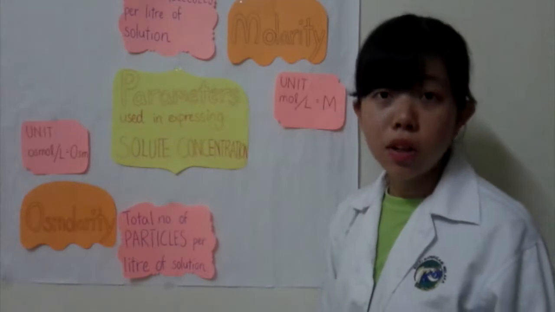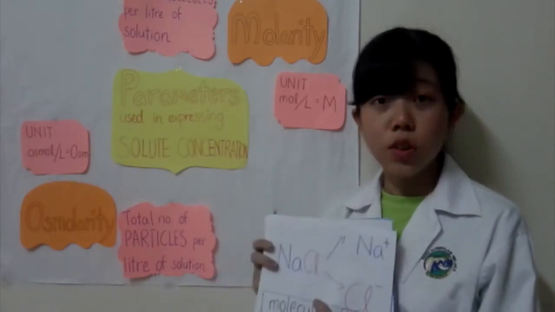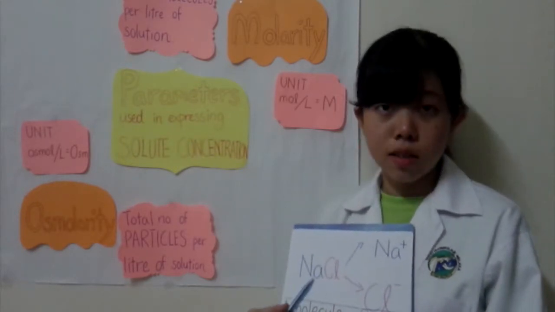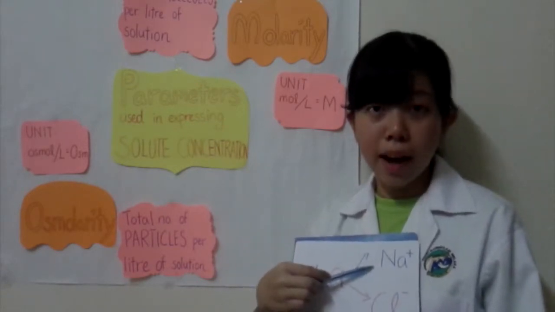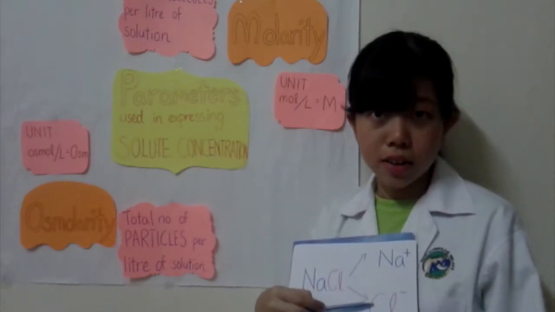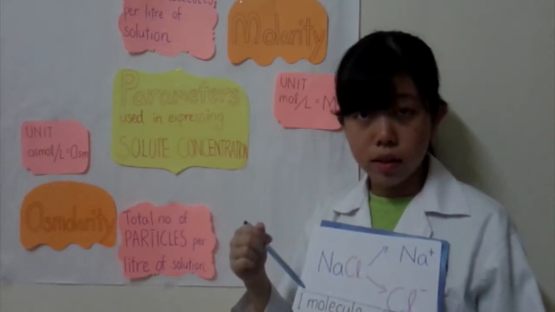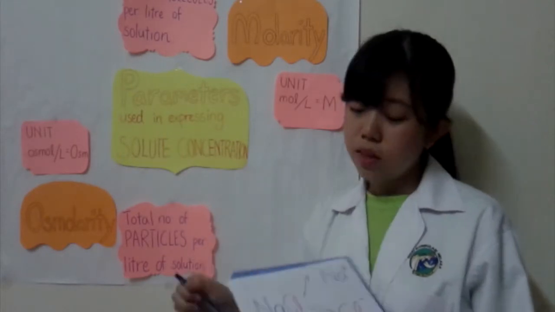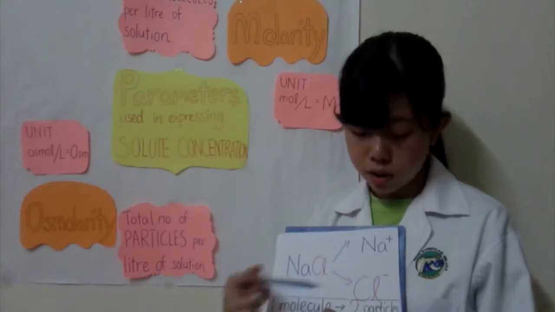Some of the molecules dissociate in solution. For example, sodium chloride can dissociate in solution to produce two particles, which are sodium ion and chloride ion. So in this case, the number of molecules is 1, while the number of particles is 2. So the number of molecules does not always equal the number of particles.